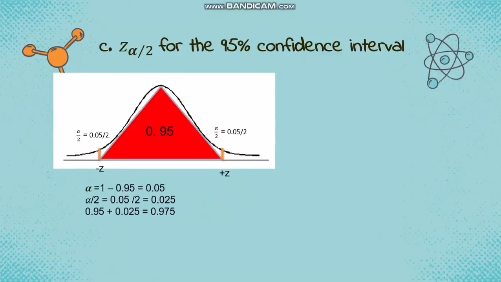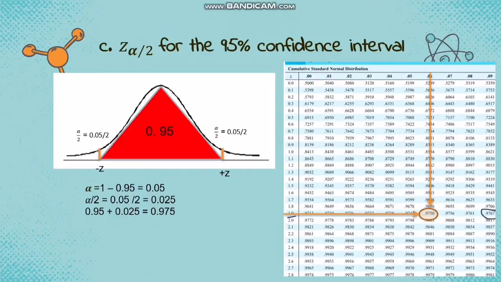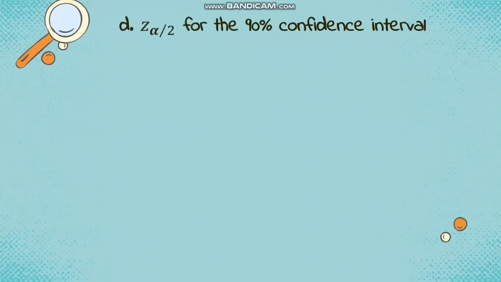Then let's add 0.95 plus 0.025, which is equal to 0.975. So we want to identify the z-score given an area of 0.975. We need to look for the value of 0.975 in the table, and here it is. So the value of our z sub alpha over 2 is equal to 1.96.